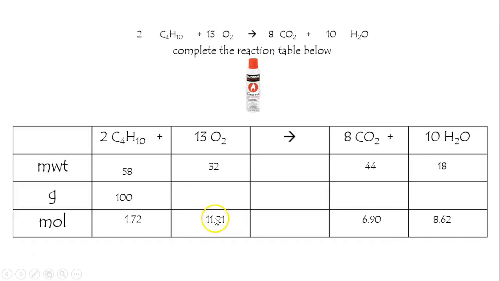And then if we're using 11.2 moles at 32 grams per mole, that's getting on towards 400 grams. 358 grams will do it. 6.9 moles, but 44 grams is a mole. That is what, 300-ish? 303 grams. And by the way, that is exactly how many grams of carbon dioxide is produced. And 8.62 moles of water is 155 grams of water.